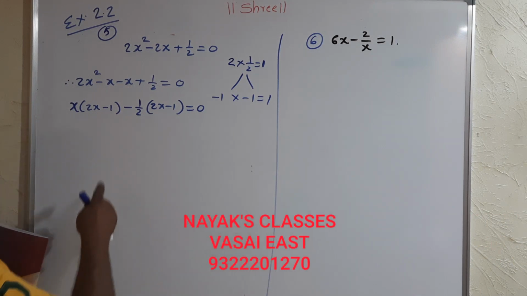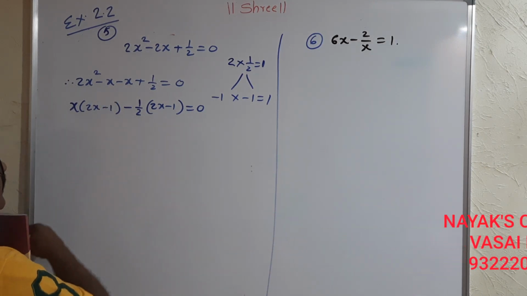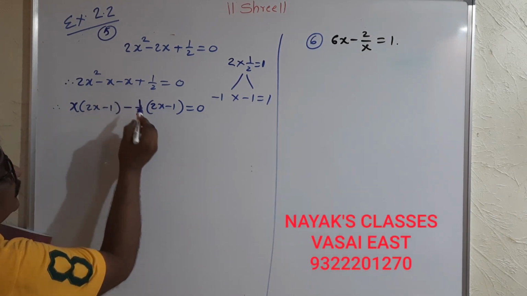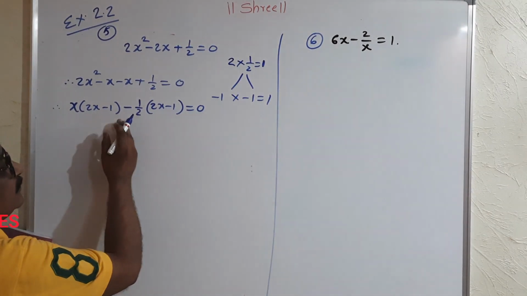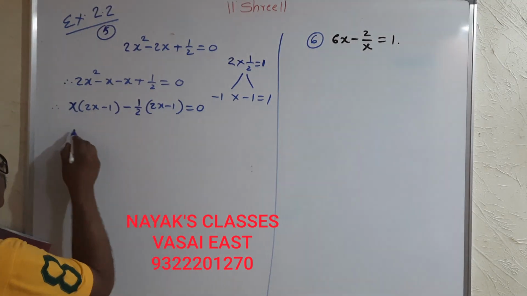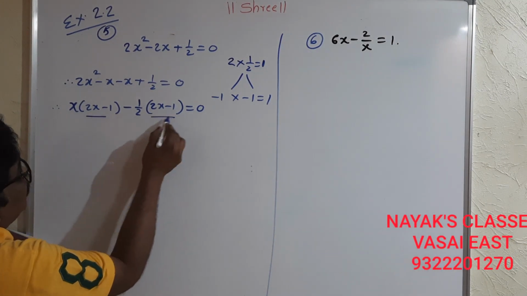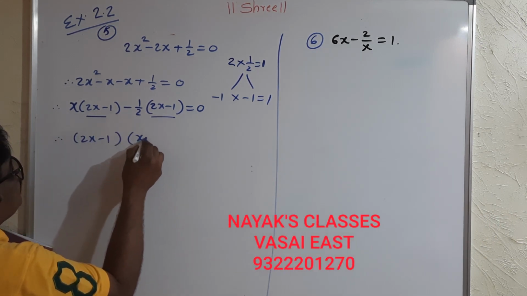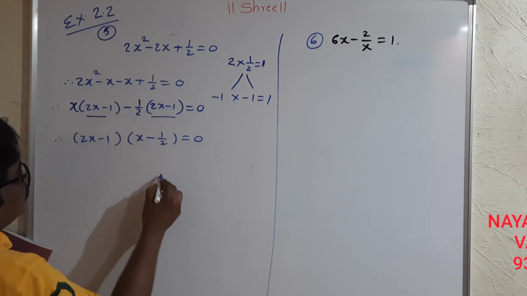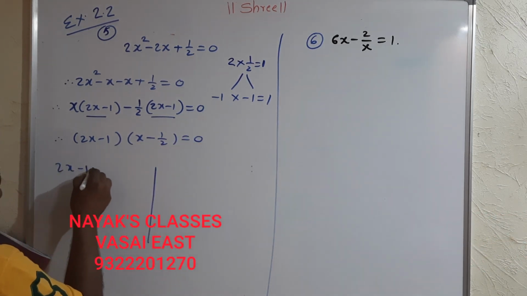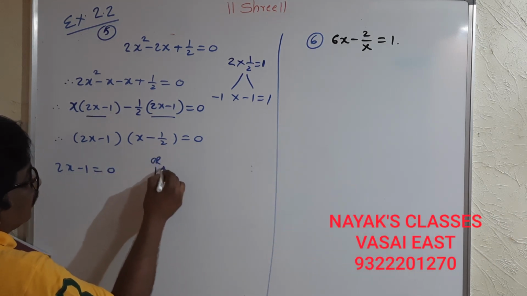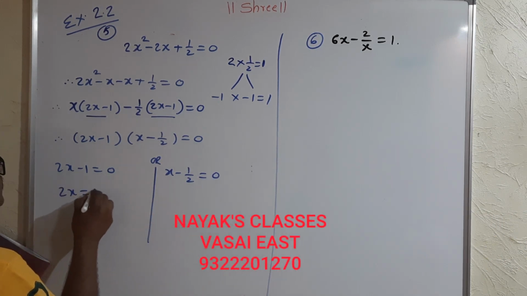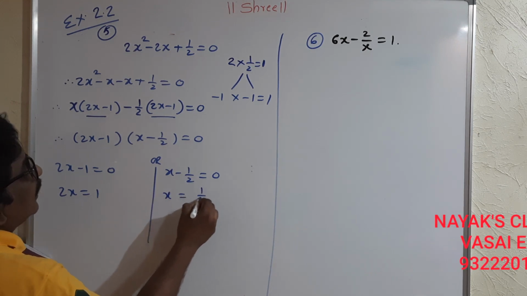So 2 means you will take 2 outside. So it is x into bracket 2x minus 1. And this is, you can check, 2 2s are 1. Minus 1 is there. Minus outside half, inside it is 2x plus 1. So these two are common. Therefore 2x minus 1 and remaining is x minus half is equal to 0. So 2x minus 1 is equal to 0, or x minus half is equal to 0. Therefore 2x is equal to 1 and x is equal to half.